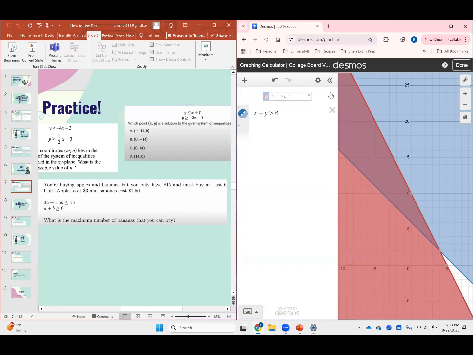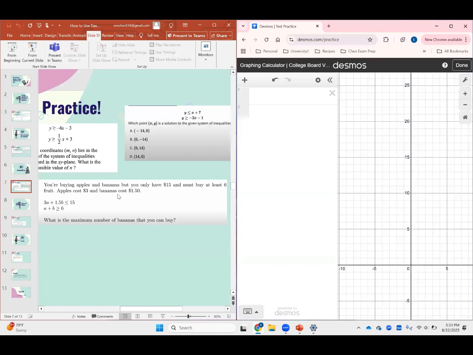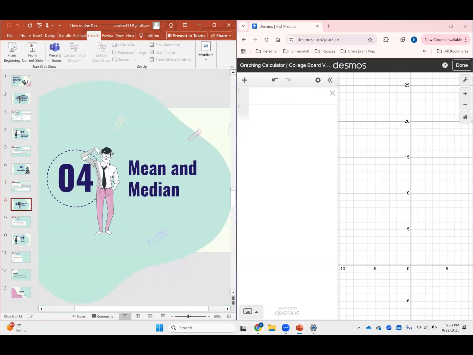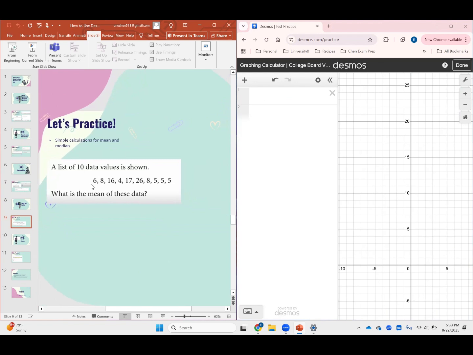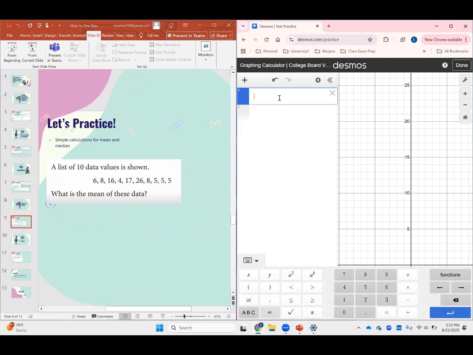Okay. So that is a wrap on the inequality section. Now we're going to move on to mean and median. So mean and median is actually pretty simple. If you ever get an SAT question asking for the mean of these data or the median of these data, what you can do is really simply just type in mean and then bracket and then fill in all your data and then close bracket. And then it'll shoot out the mean or median or whatever you need at the bottom, okay?